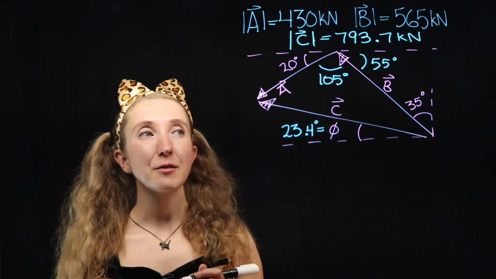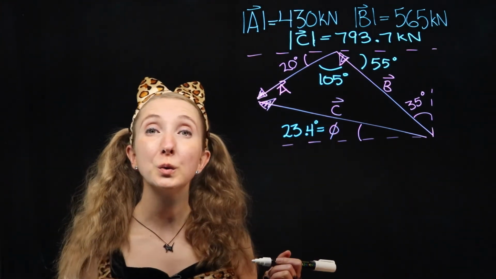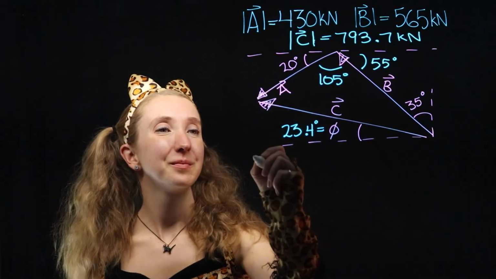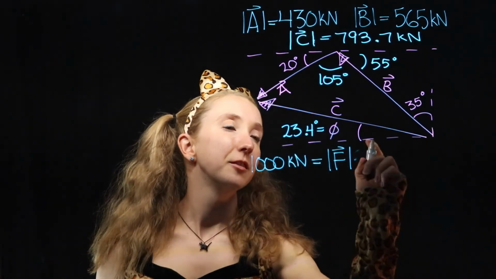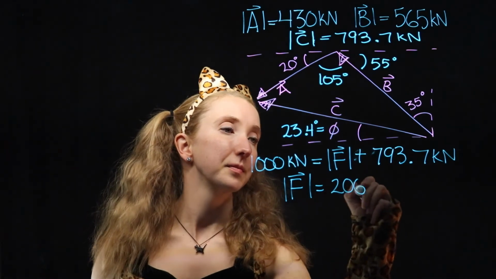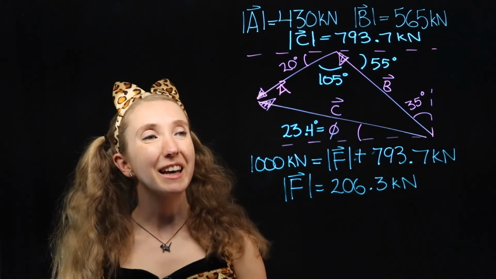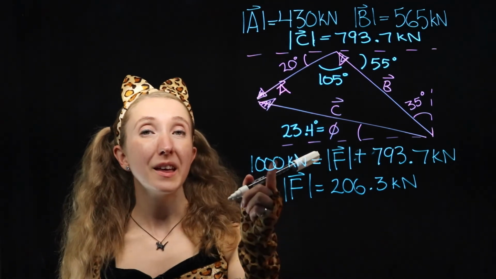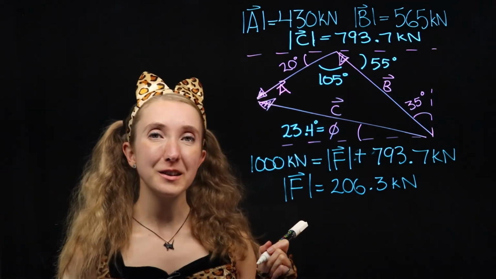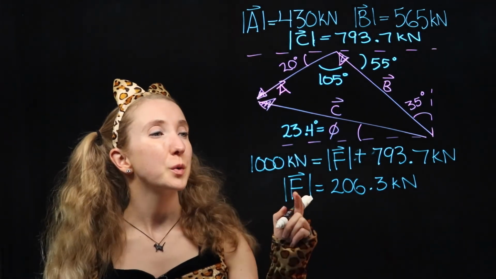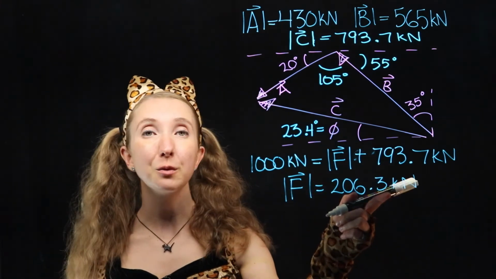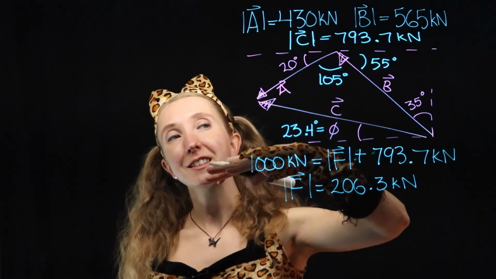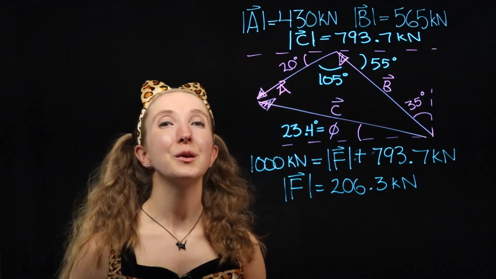Well, since F and C are collinear, we can just do regular addition. And we get that in order to move Newton's skull with a force of 1,000 kilonewtons, our 3rd cable must pull with a force of 206.3 kilonewtons, oriented 23.4 degrees clockwise up from the horizontal.